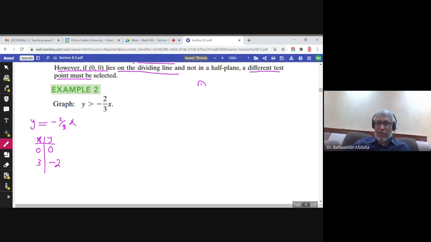So let us graph this straight line. This is the point 0, 0, which lies on the line this time, and I have 3 and -2. This is the second point. Now I can sketch the graph that passes through these 2 points. Notice that it's greater than, it's not greater than or equal. So I'll draw a dashed line. A dashed line like this means it is not in the solution of the inequality.